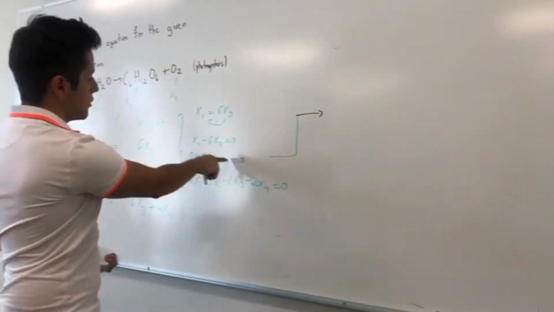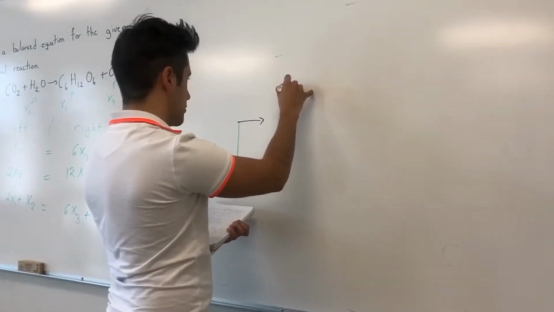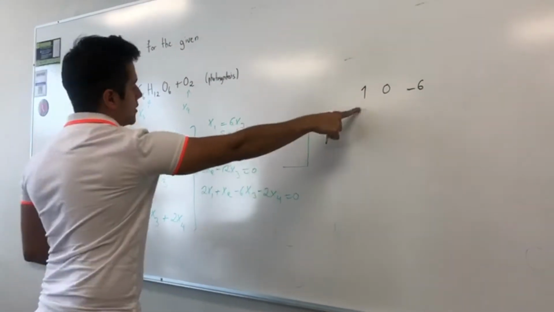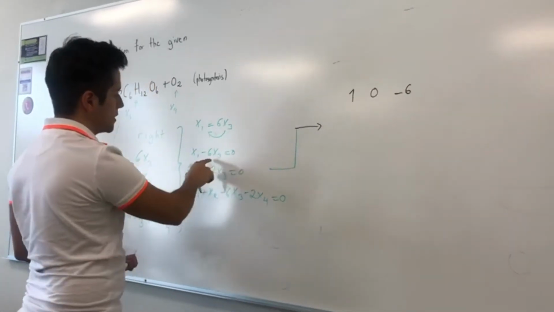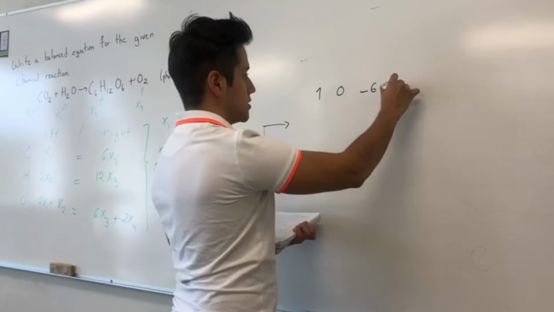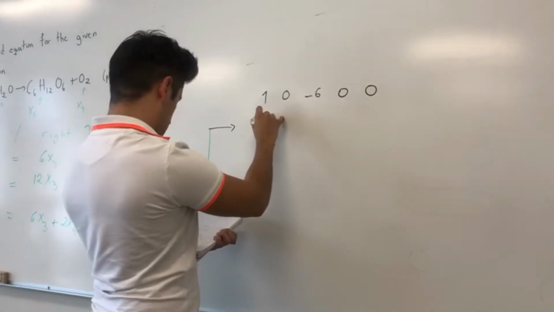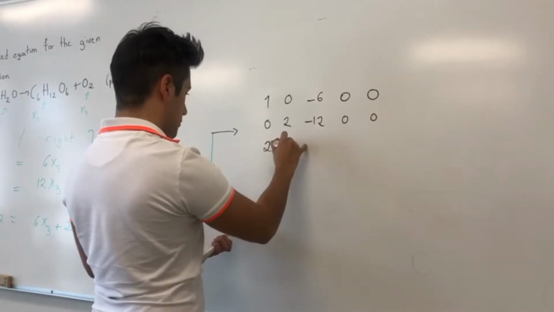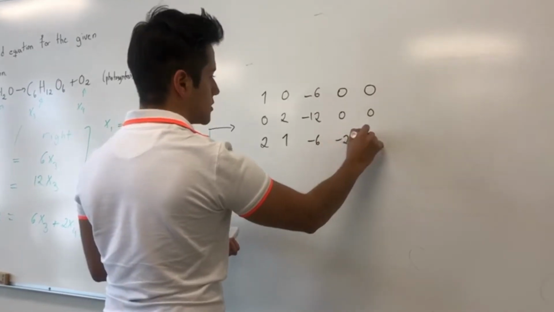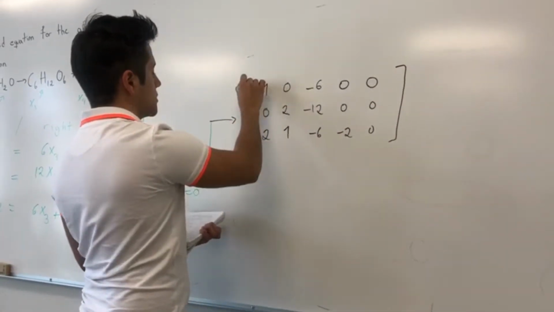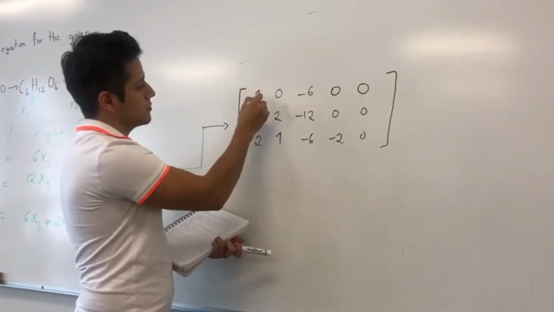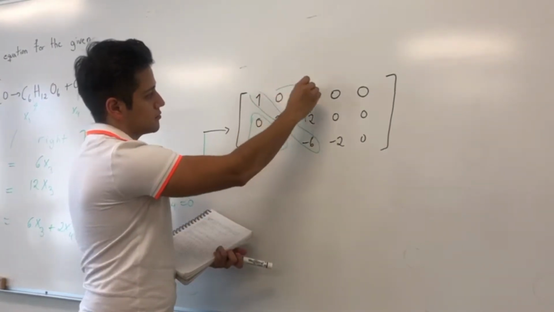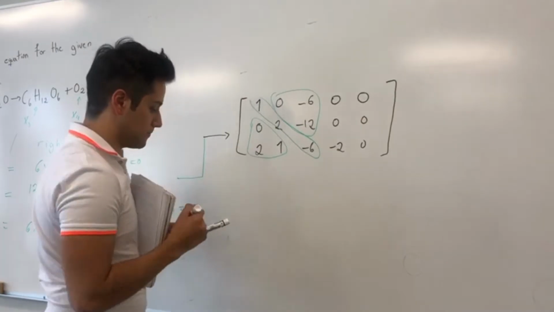So we're going to transpose these equations to a matrix, and we'll do 1, 0, minus 6, because here we have x1, 1, in x2 we don't have any, so it's 0, x3 is minus 6, and 0 and 0. The next will be 0, 2, minus 12, 0, 0. The next one will be 2, 1, minus 6, minus 2, and 0. And here we have our augmented matrix. So the next step is to make this diagonal ones and the rest zeros, so we can find the solution.